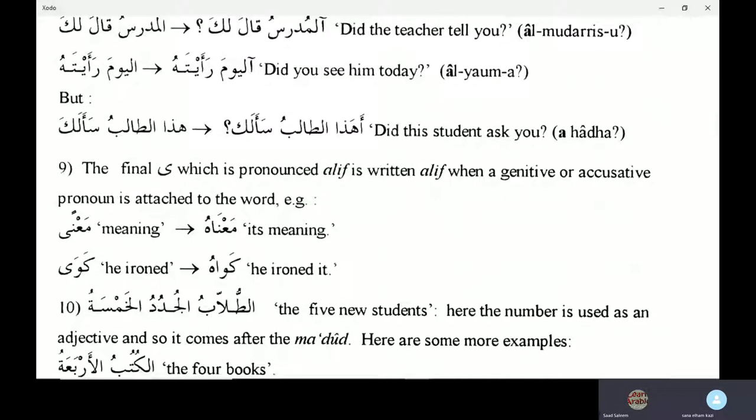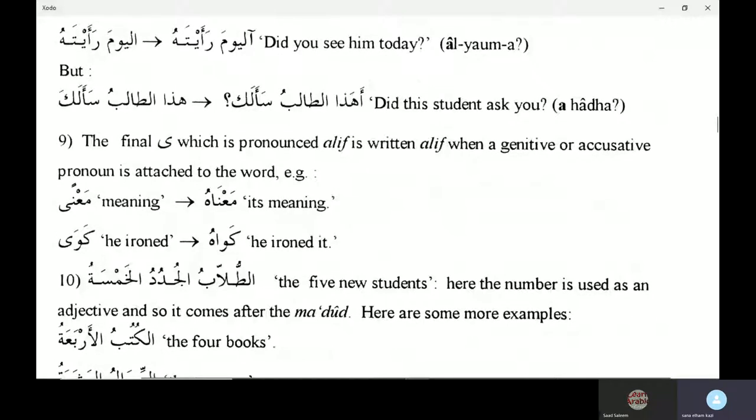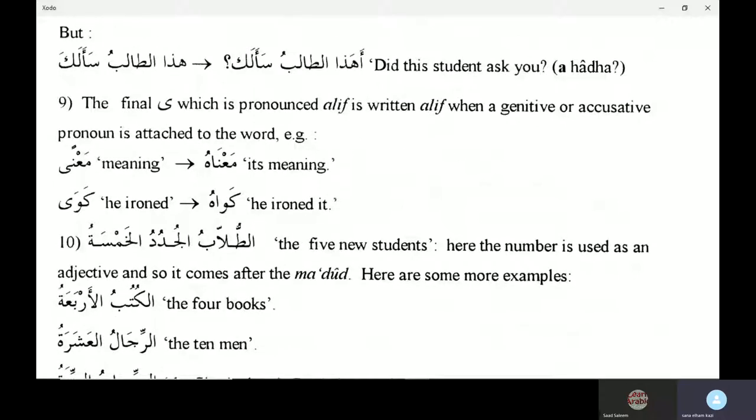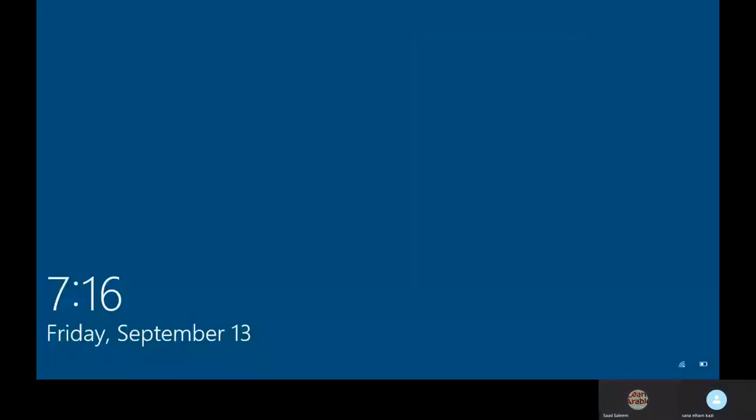The final ya, which is pronounced alif, is written as alif when a genitive or accusative pronoun is attached to the word. Example, manan, meaning, manahu. What is this? Manan, manahu. One second, madam.